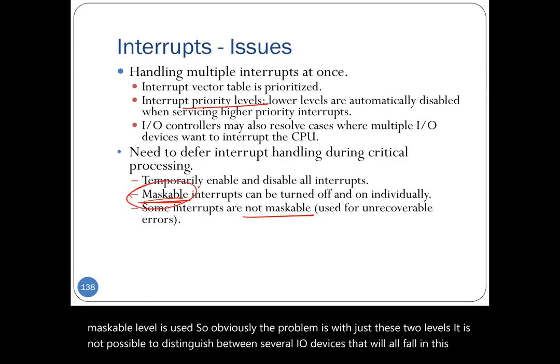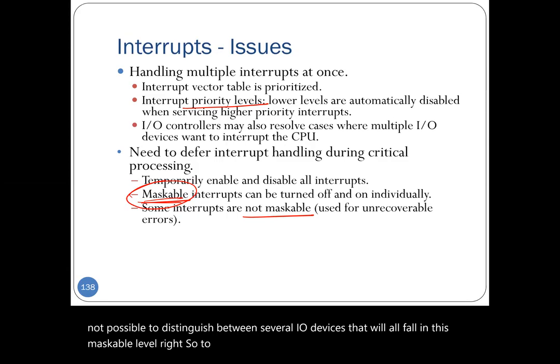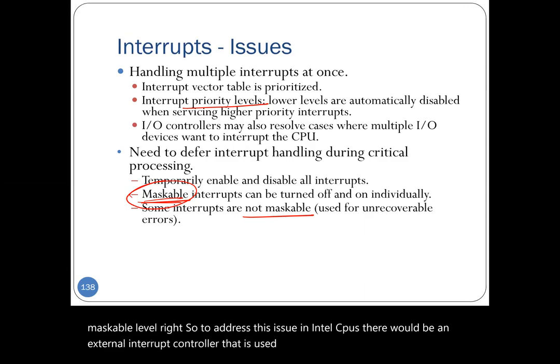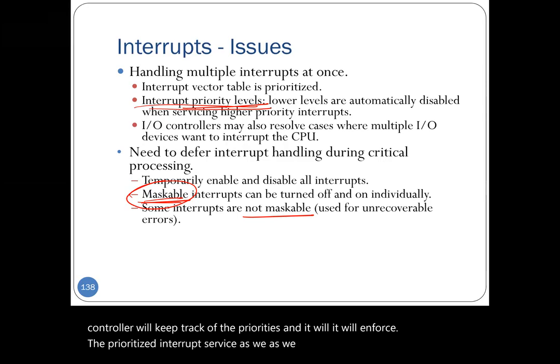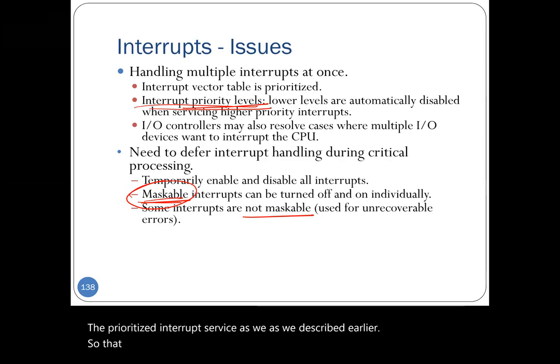To address this issue, in Intel CPUs, an external interrupt controller is used. This external interrupt controller will keep track of the priorities, and it will enforce the prioritized interrupt service as we described earlier. So that is pretty much about the interrupts.